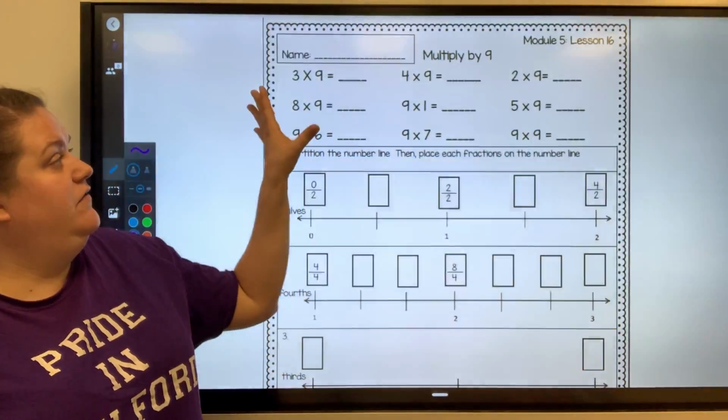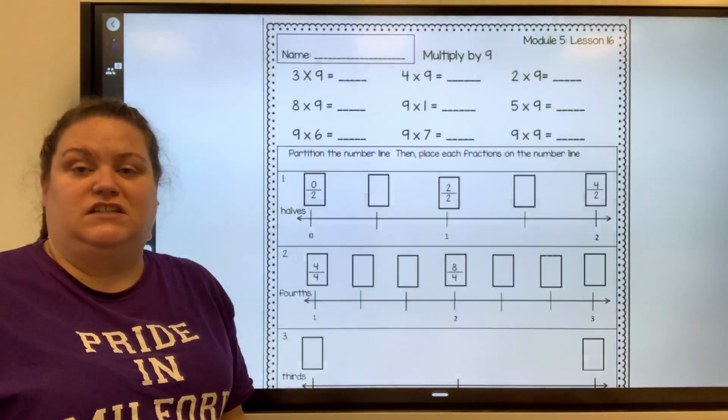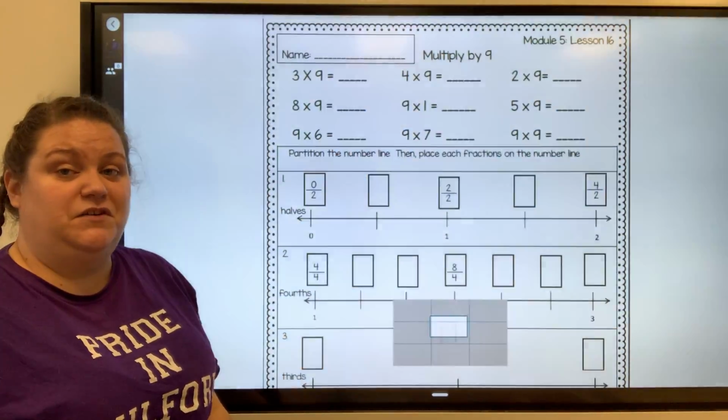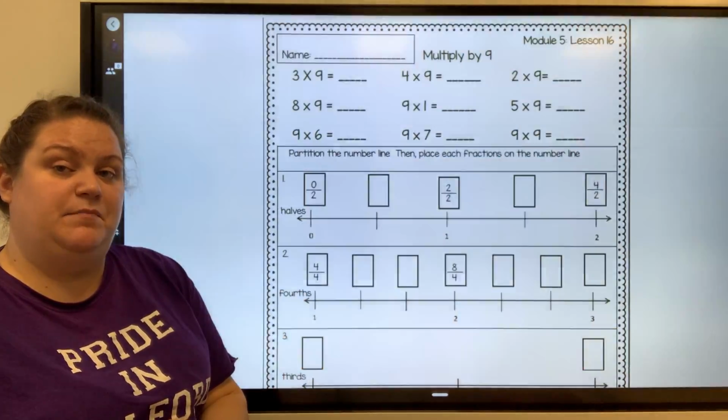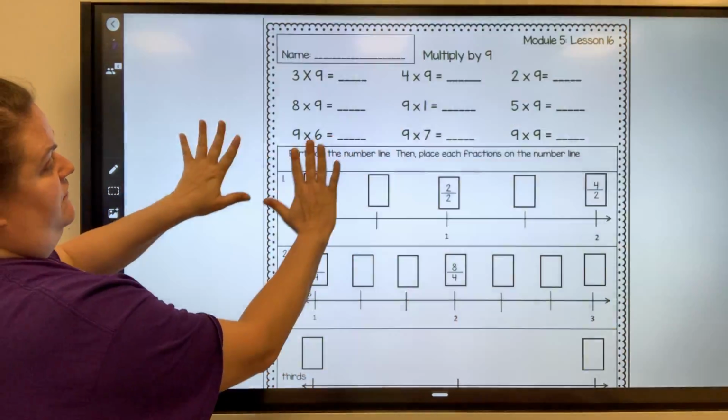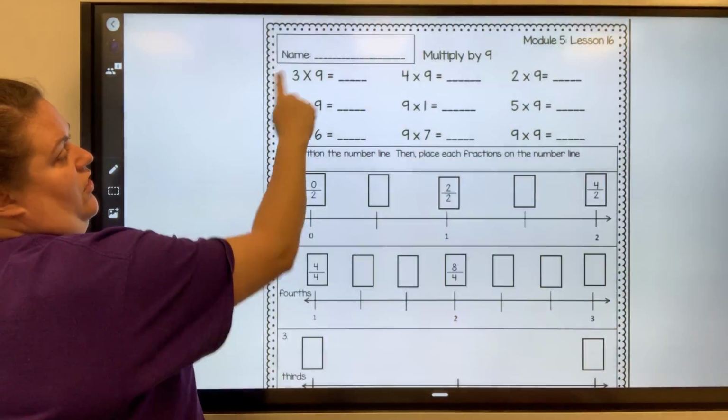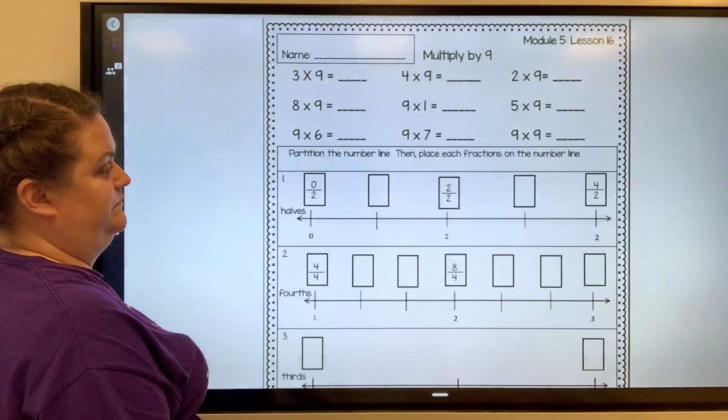So the top part of this module is multiplying by 9. For the 9s trick, one thing to remember is the 9 always stays the same, but whatever number you're multiplying 9 by, you can use your hands to figure it out. So the first one is 3 times 9.